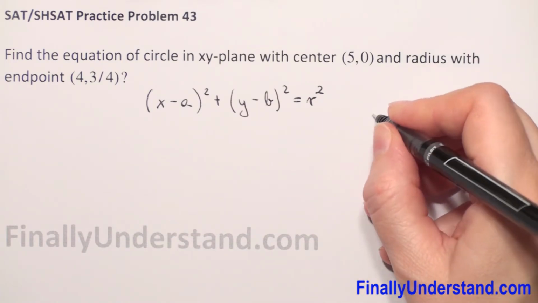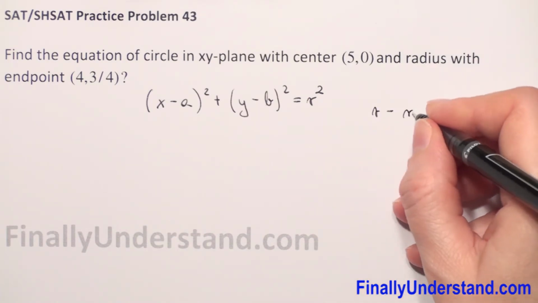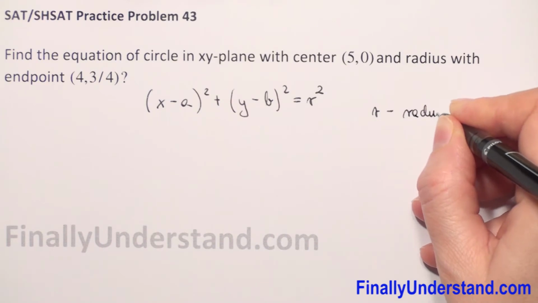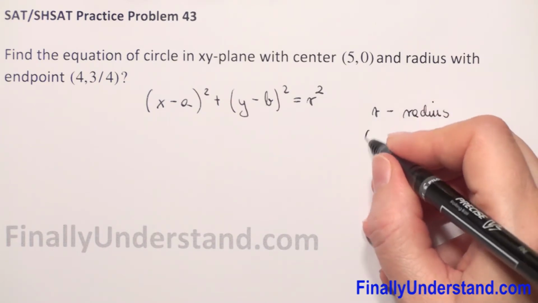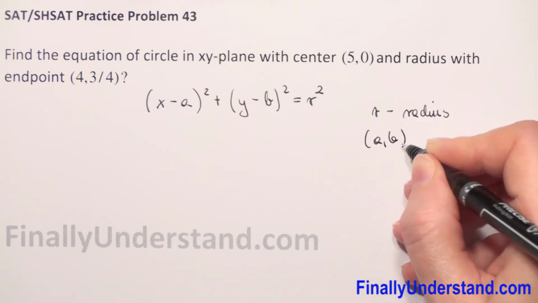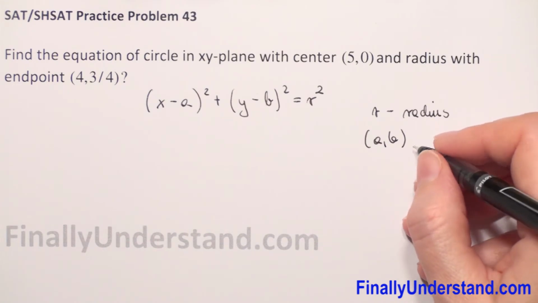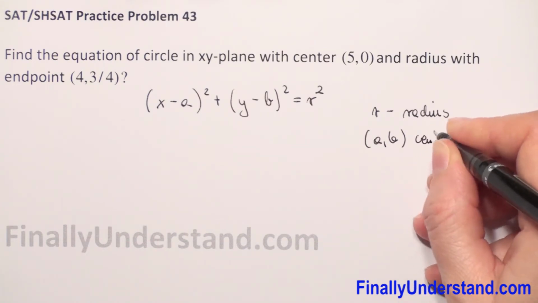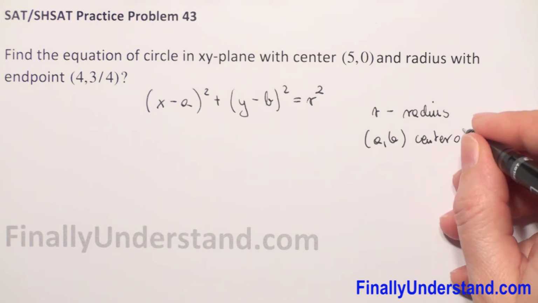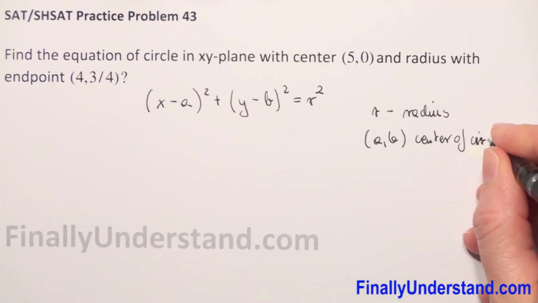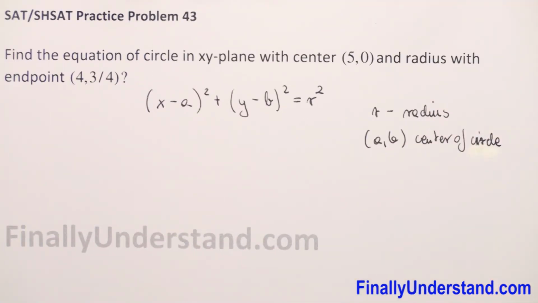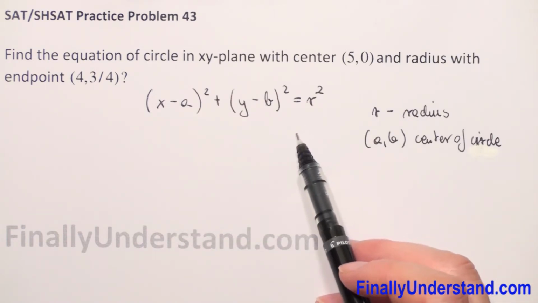R is the radius, and (a, b) are the coordinates of the center of the circle. So we have to write this equation.